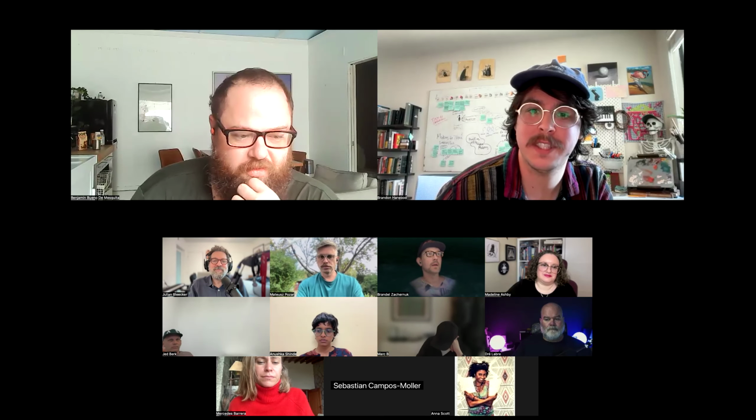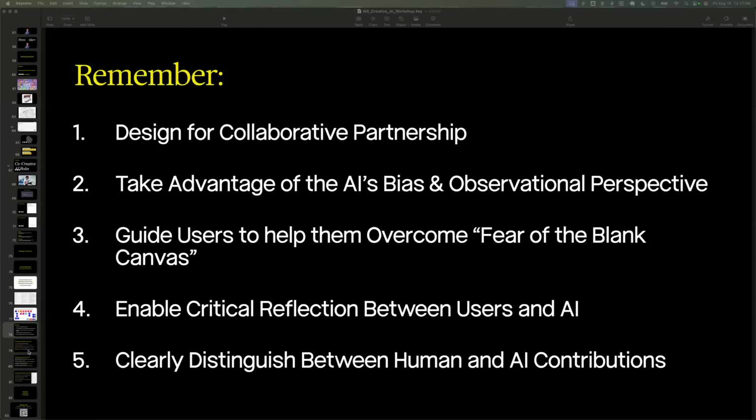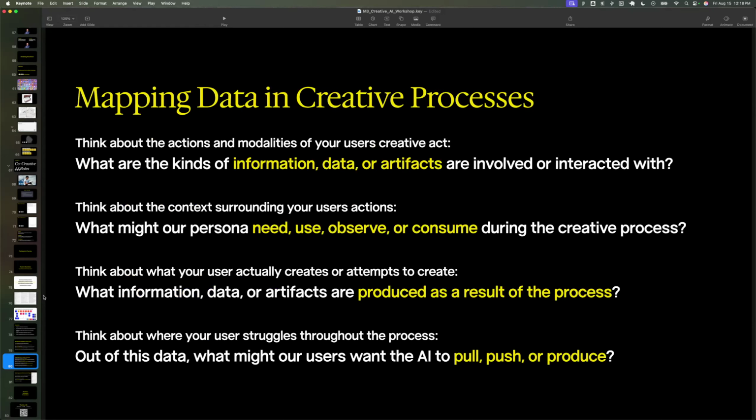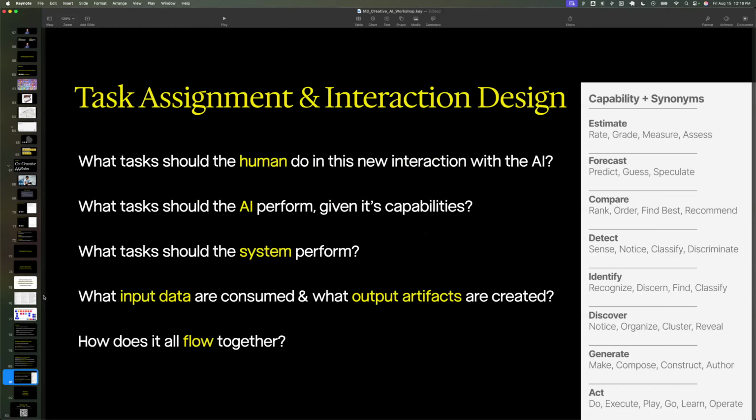I'm not going to cover these, but I'll give you three screens to take screenshots of. There's also a Medium article I wrote that covers a lot of these ideas in more detail. These are questions to ask when identifying and modeling creative action. These are how you map the data around creative contexts. And this is how you assign AI, human, and system tasks in order to build the interplay. If you want to take screenshots real quick, I think these are also really useful for designers.